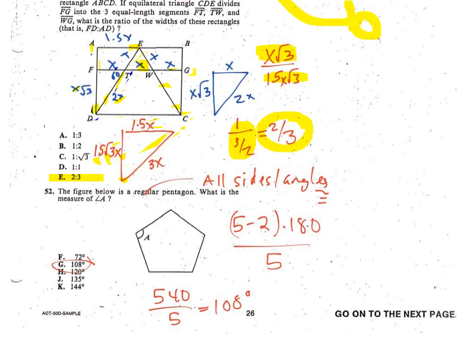For problem 52, we have a regular pentagon, which says that all sides are congruent and all interior angles are congruent. To calculate the sum of the interior angles of any pentagon or any regular polygon, I simply take the number of sides minus 2 and times it by 180. So 5 minus 2 times 180 would give me a value of 540. I then divide it by 5 because each of the interior angles are equal. Therefore, 540 divided by 5 is 108.